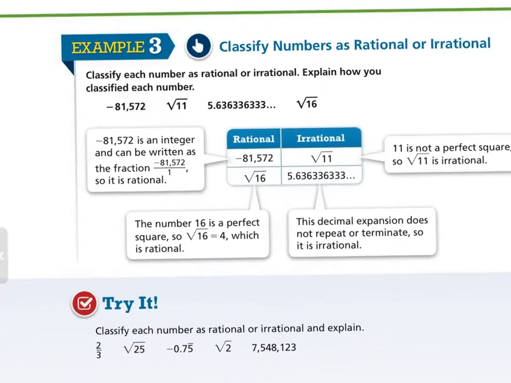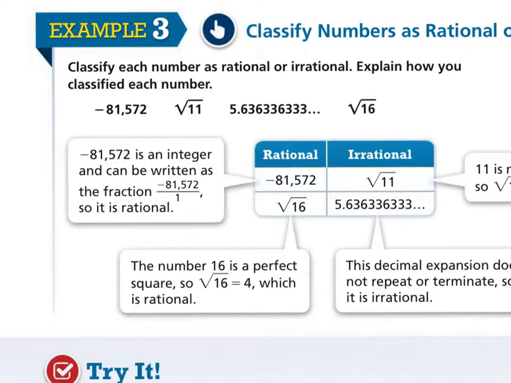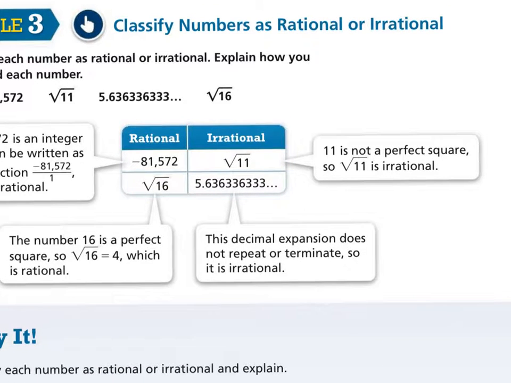So example 3, they want us to classify these numbers as rational or irrational, just like we did before. Negative 81,572 is rational. Again, we could write it as that over 1, or just say it doesn't have any decimals, so obviously it's rational. The square root of 16 comes out even, that would be 4, so you could put it as 4 over 1. The square root of 11, a number times itself, both numbers have to be the same, that equals 11, doesn't work. 3 times 3 is 9, 4 times 4 is 16, so that would be irrational. Decimals keep going, don't repeat.